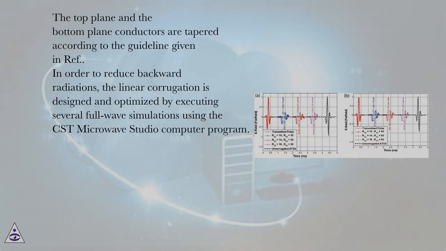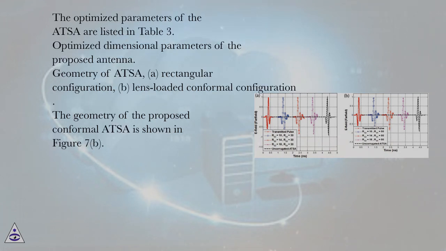The top plane and the bottom plane conductors are tapered according to the guideline given in Ref. In order to reduce backward radiations, the linear corrugation is designed and optimized by executing several full-wave simulations using the CST Microwave Studio computer program. The optimized parameters of the ATSA are listed in Table 3. Optimized dimensional parameters of the proposed antenna. Geometry of ATSA: A. Rectangular configuration, B.